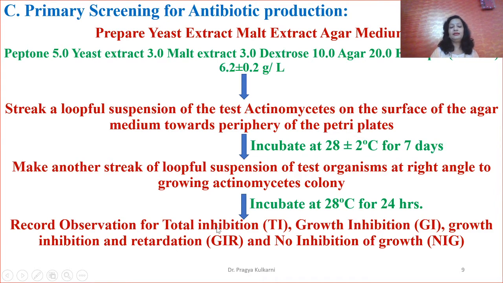Either the test bacteria is totally inhibited, indicated by Ti, so there will be no growth of bacteria, or growth is inhibited with partial growth showing, or there is growth inhibition and retardation, with slight or retarded growth showing, or no inhibition, meaning the antibiotic produced is not at all capable of causing death or inhibition of the given bacterial culture.